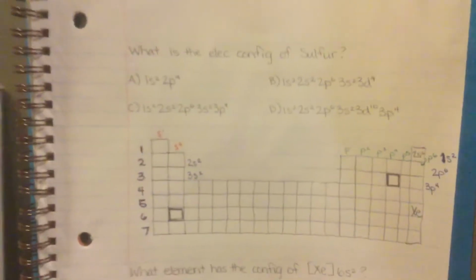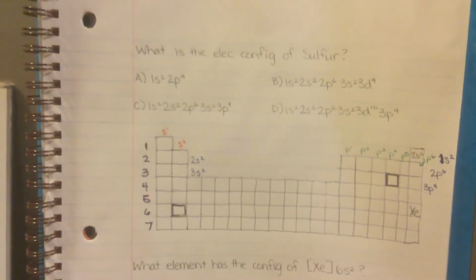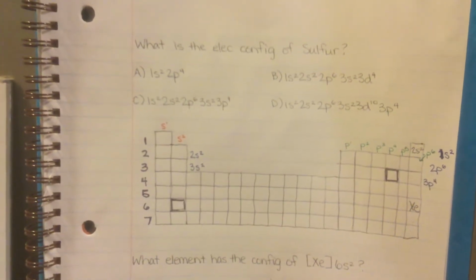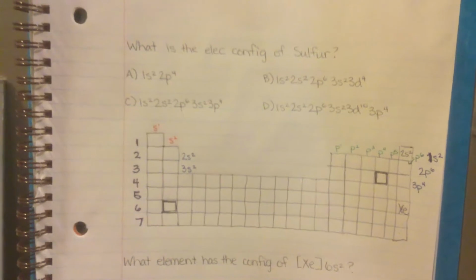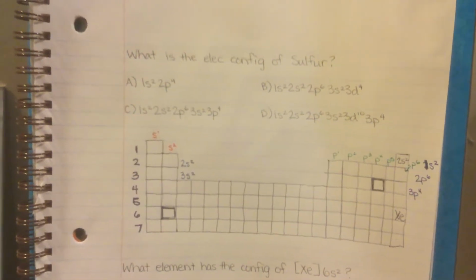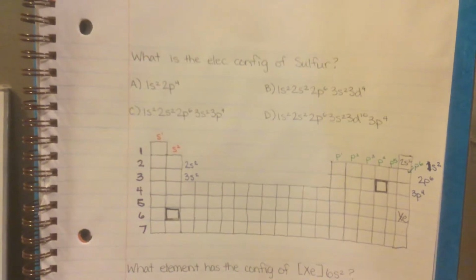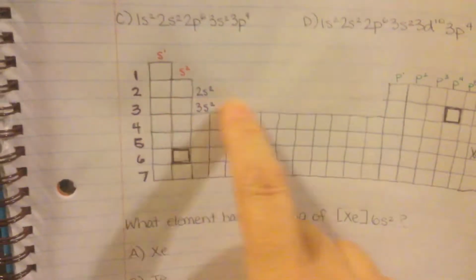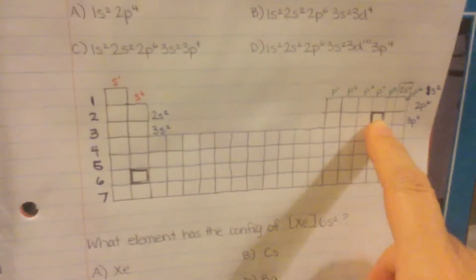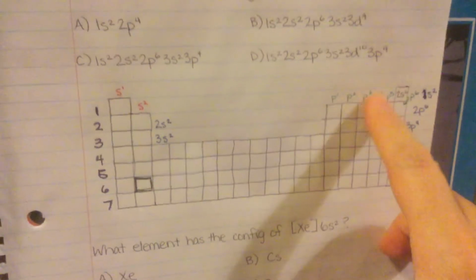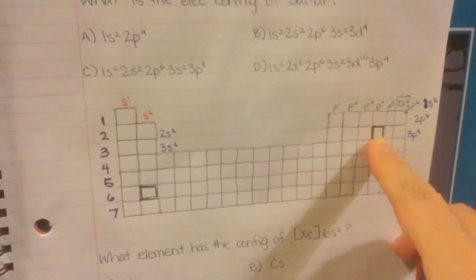Okay, so the next question is, what is the electron configuration of sulfur? All right, so if we look on the periodic table, we'll find that sulfur is on the third row, and it's the third column from the right. So it is in the third row or period, and it's the third column from the right or group.